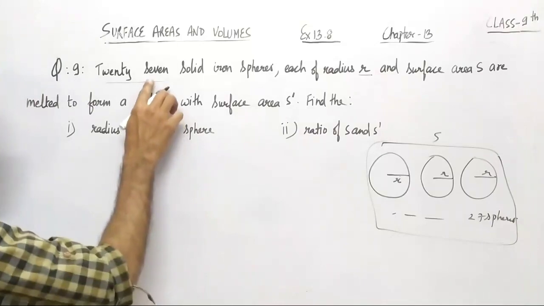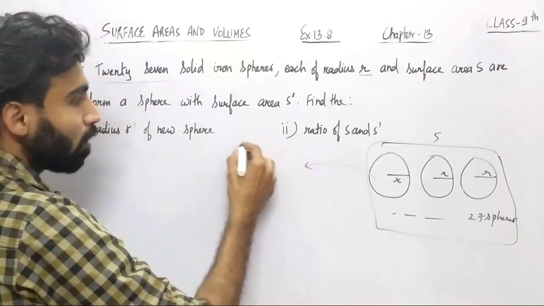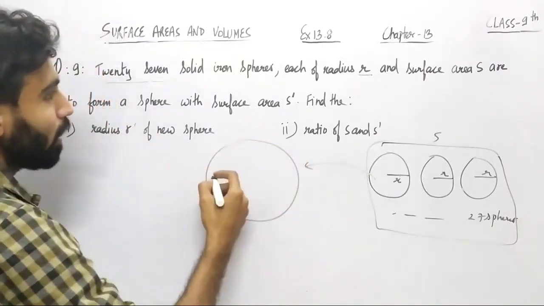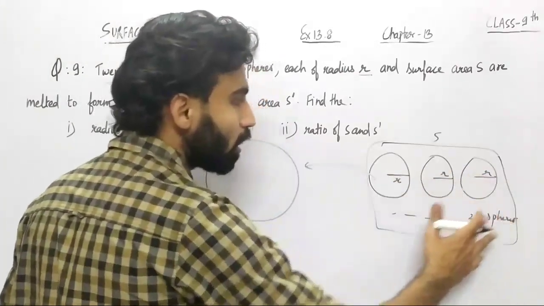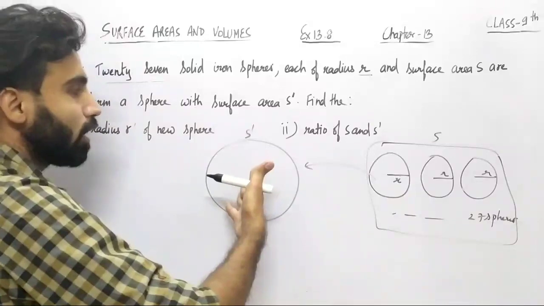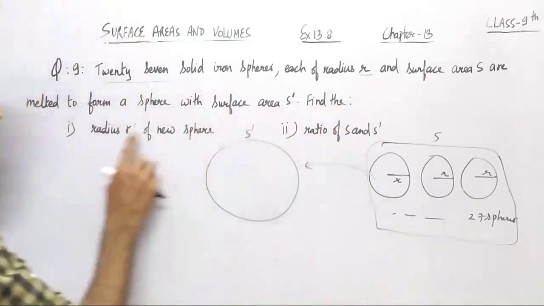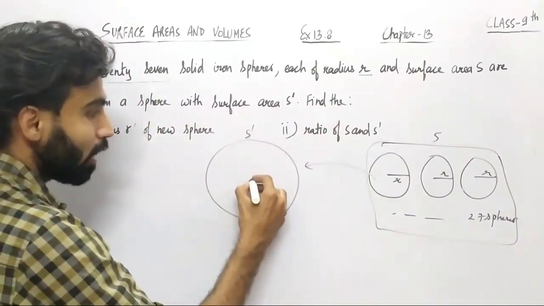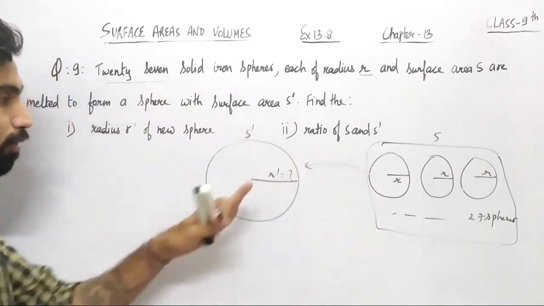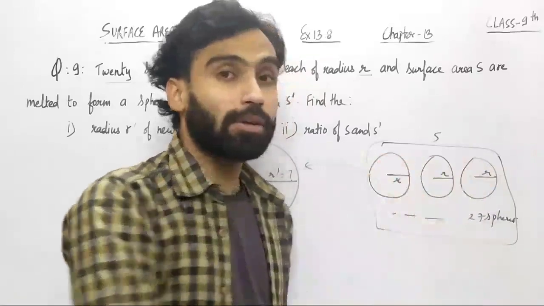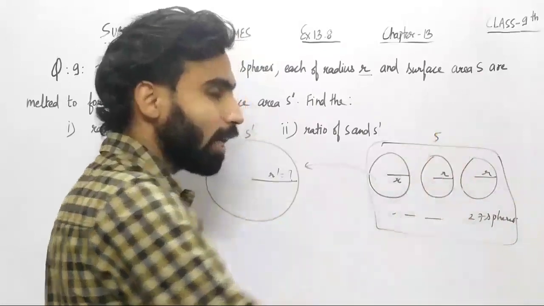So now you can see further melt them to form a sphere, which is having the surface area S dash, right? So यहाँ पे 27 solid spheres को melt किया और एक new sphere form किया जिसका surface area है S dash, right? Now we have to find the radius R dash. If I just give this radius as R dash, so मुझे इसकी radius निकालनी है of this new sphere that is formed by melting 27 solid iron spheres, right? जिनकी radius R है और surface area क्या है S, right?